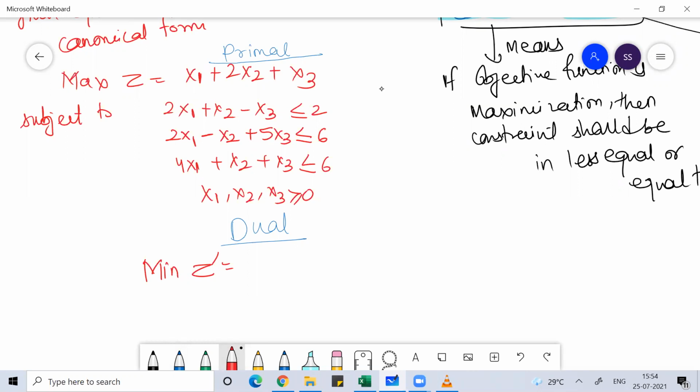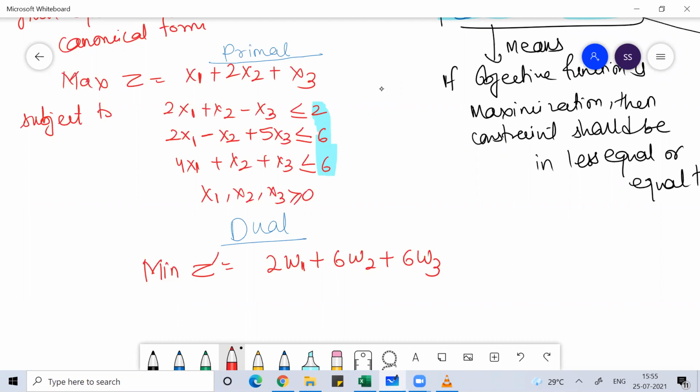Now guys, please understand, for writing in the dual form, the RHS of the constraints of the primal will become the coefficients of the objective function of the dual, because three constraints are there, so I'm introducing three variables of the dual equation. So I'll write minimize z equals 2w1 plus 6w2 plus 6w3. This is how we write them in dual form.